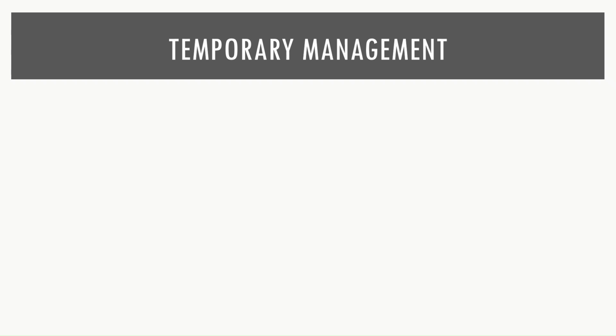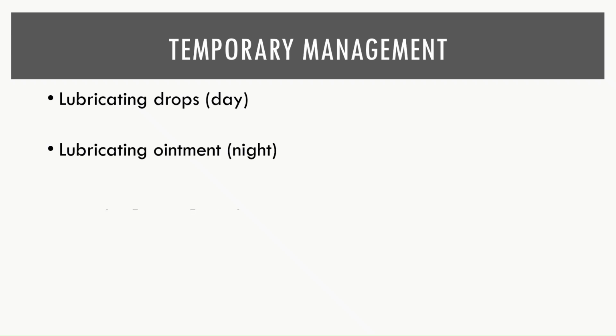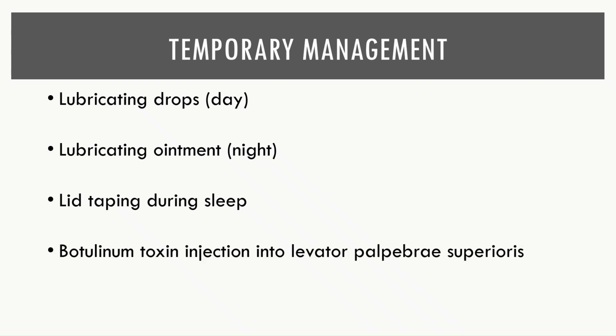Temporary treatment is indicated in acute facial nerve palsy such as Bell's palsy or post-surgical nerve injury where spontaneous recovery is expected. Mild cases can be managed with conservative measures including frequent lubrication during the day, ointment at night, lid taping during sleep, and moisture chambers to prevent corneal exposure. Botulinum toxin injection into levator palpebrae superioris can be done to induce temporary ptosis. This reduces exposure and provides corneal protection during the recovery phase.